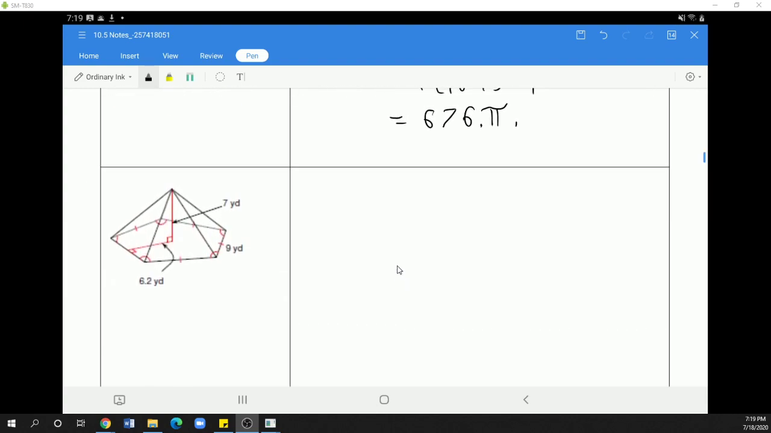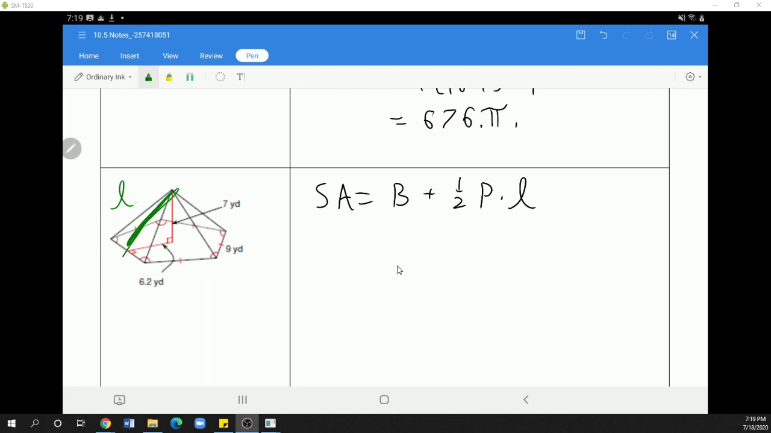Alright, so I'm not going to go through all of this, but it's a pyramid. So SA equals base plus 1/2 P times L. This question asks you to do two things. It's kind of nefarious. First, you have to find L. That's going to require the Pythagorean theorem.